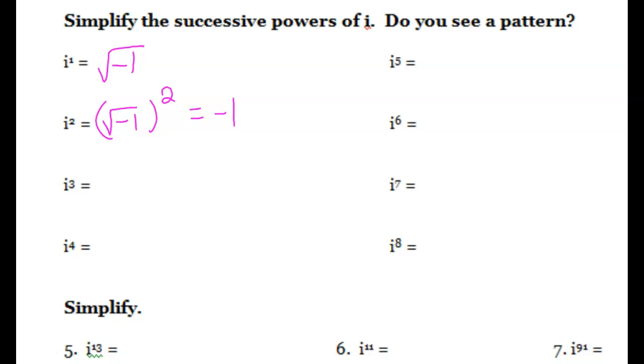i cubed is really kind of the same as saying i squared times i, because the rule is that if you have two things multiplied together, you add their powers. So if i squared is negative 1, we're going to replace this with negative 1. And that gives me negative 1 times i, which is really the same as negative i. You don't have to write the 1.